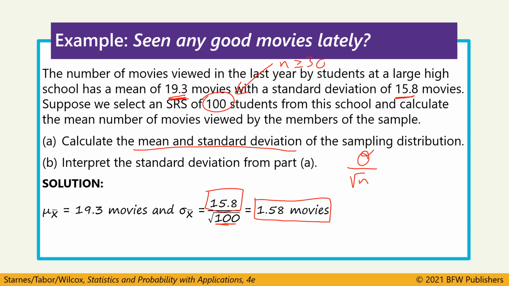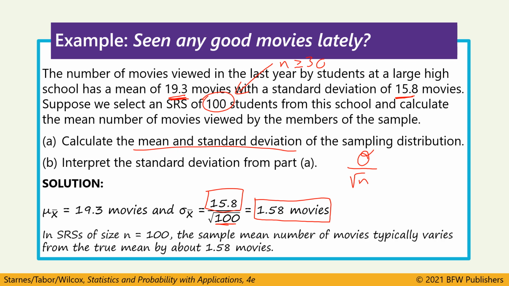Standard deviation is the average distance from the mean. So in simple random samples of size n equals 100, the sample mean number of movies typically varies from the true mean by about 1.58 movies.